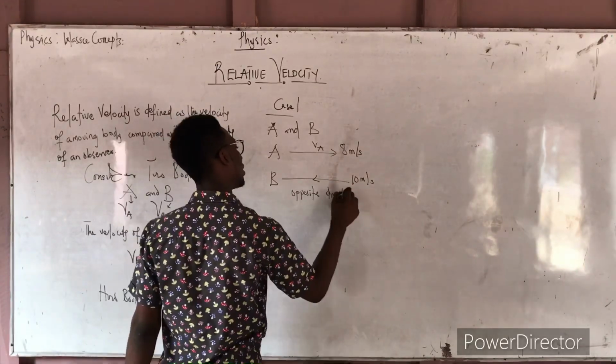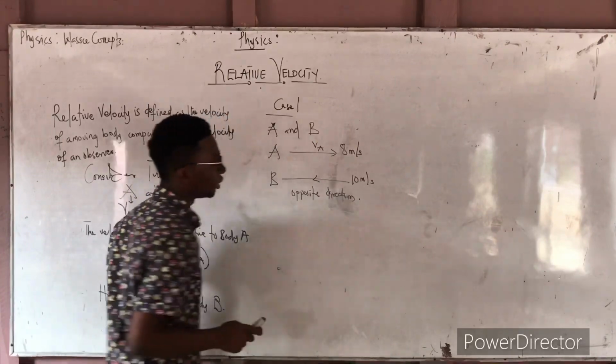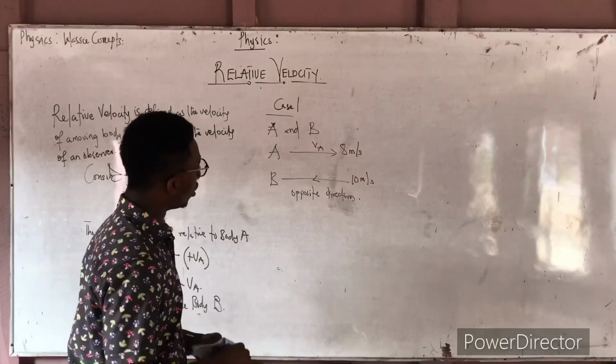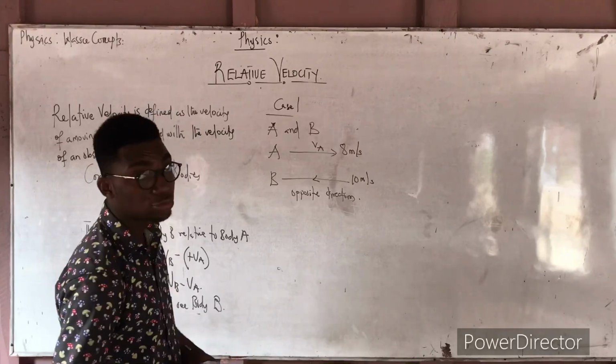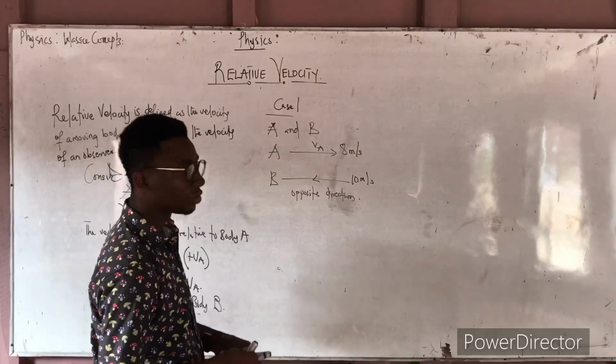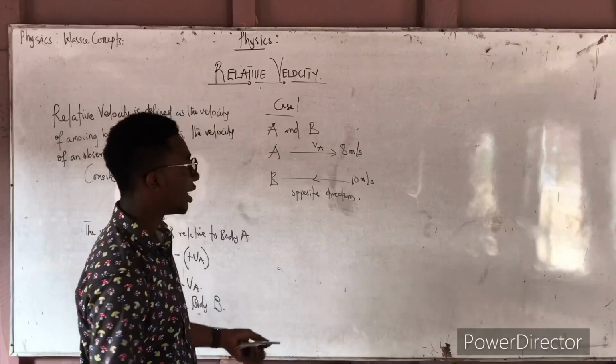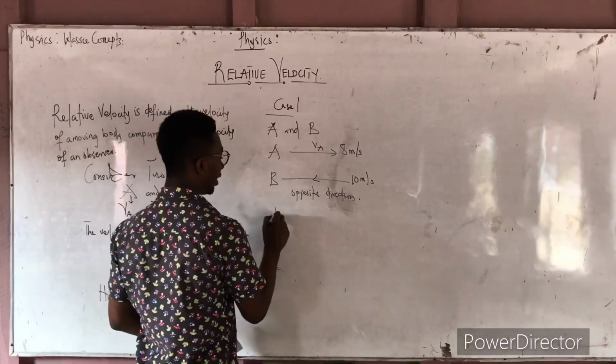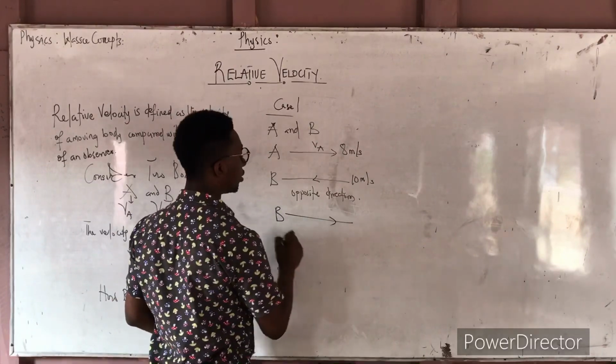In opposite directions. What happens here is that since they are moving in the opposite directions, you have to negate one of the directions to find the resultant or the relative velocity. That is the shortcut I can give you. So now let's negate the B so that they are all in the same direction.